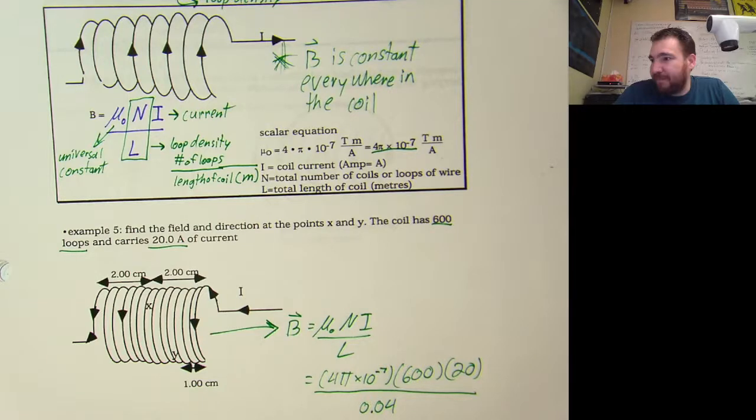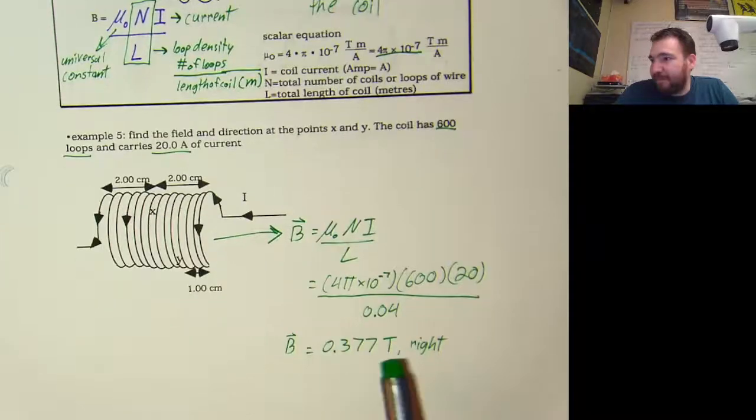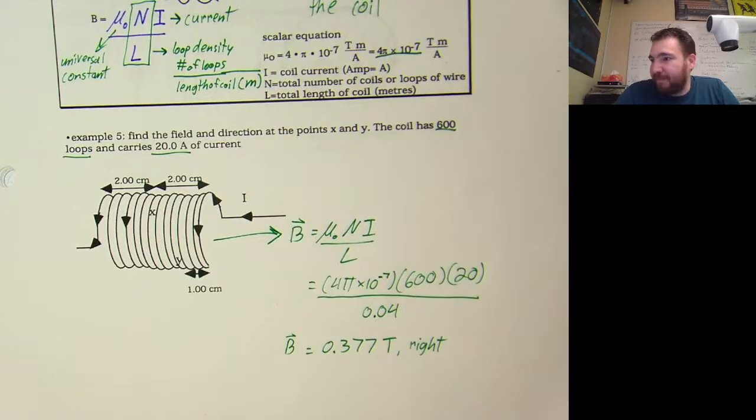Units on which? Teslas. Okay. Units on B field strength is Teslas.